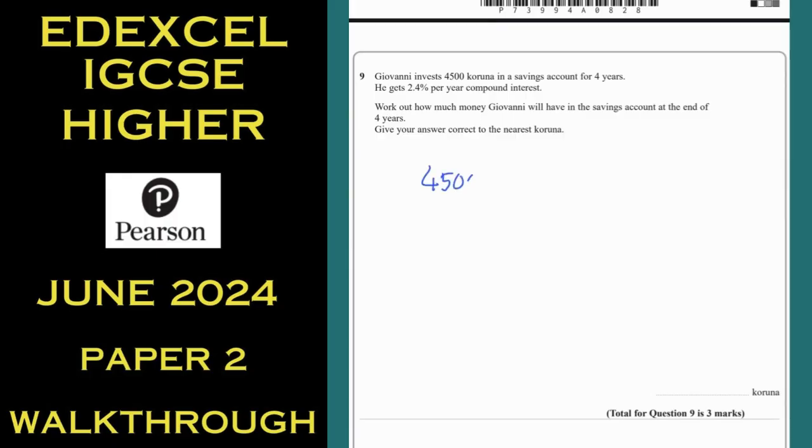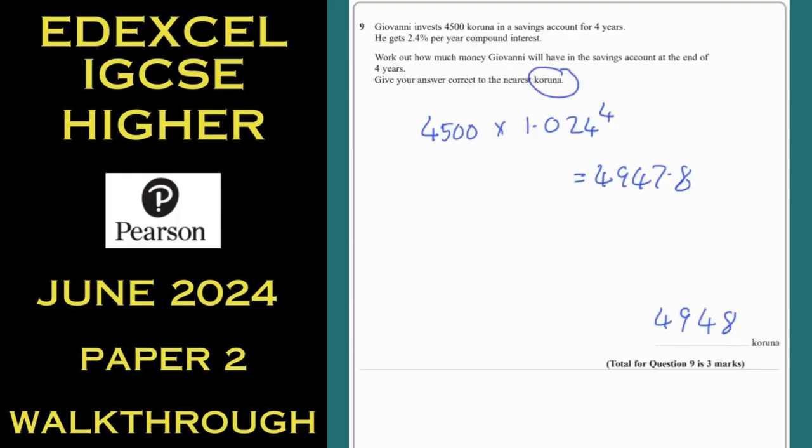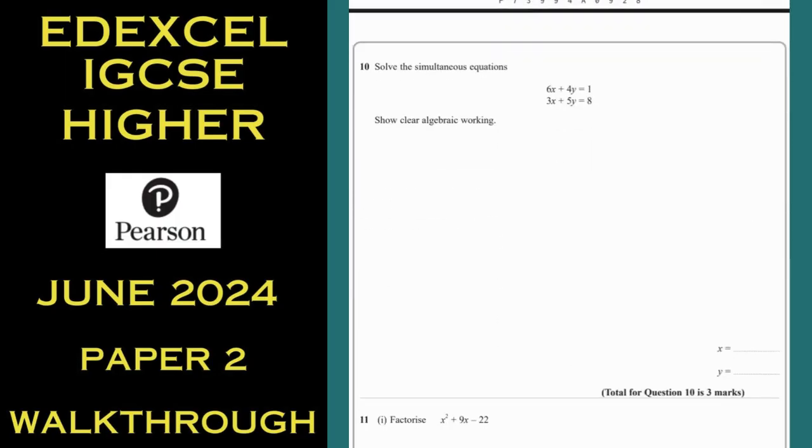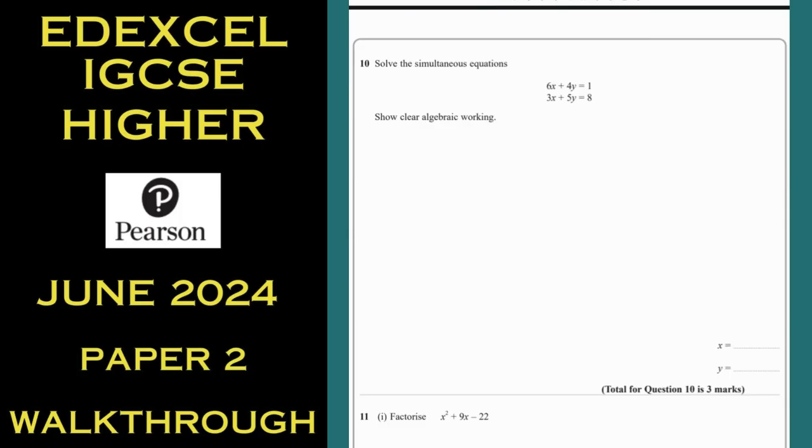On we go. Number 9, as bog standard a capital and multiplier question you can get, because it's 1.024 for 4 years, nearest whole number. My calculator spits out 4,947.80, etc. So it's 4948 for the nice 3 marks. Another bog standard. All right, plenty of bog standard marks on this.